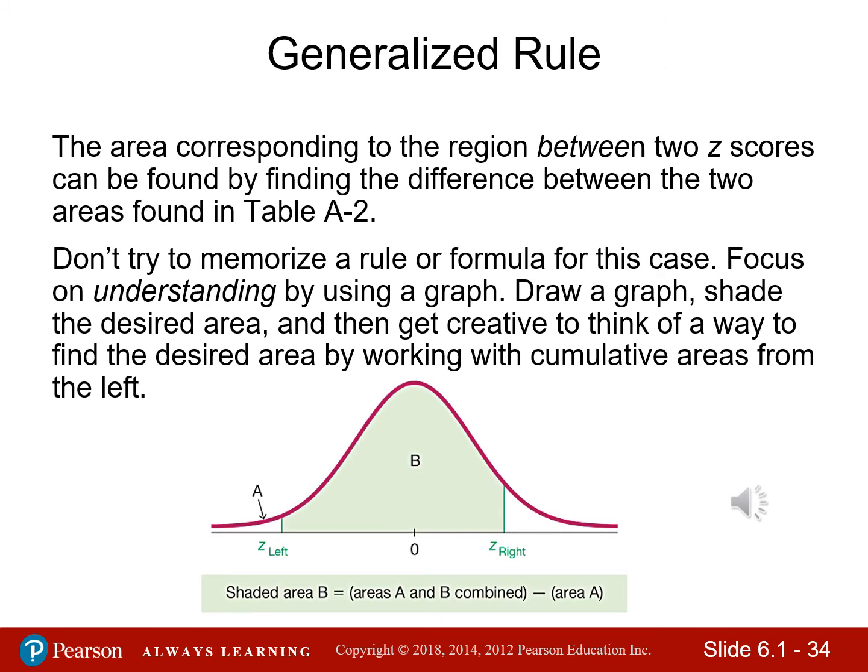The generalized rule states that the area corresponding to the region between two z-scores can be found by finding the difference between the two areas found in our table A2. It isn't necessary to memorize the rule or the formula. Instead, focus on understanding the rule by using a graph. Draw a graph, shade the desired area, and then think of a way to find that desired area by working with the cumulative areas from the left.